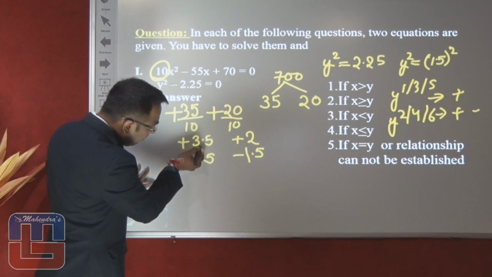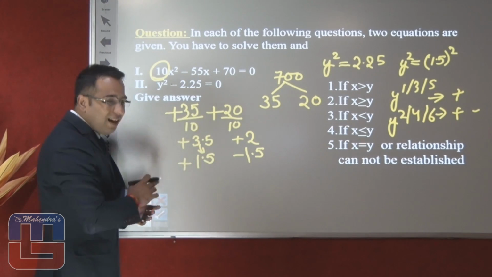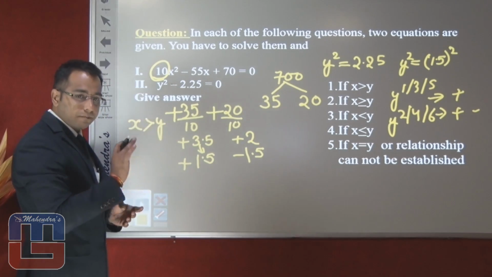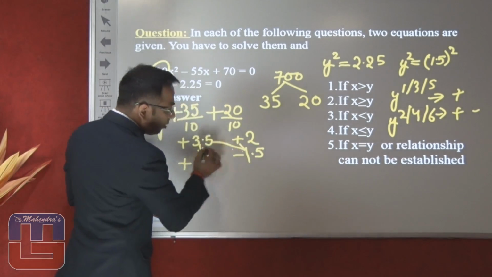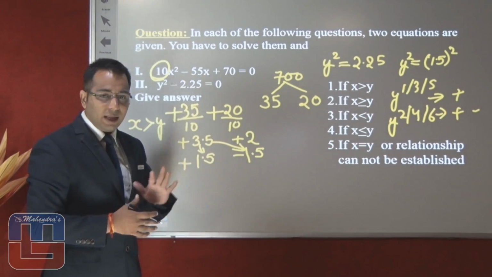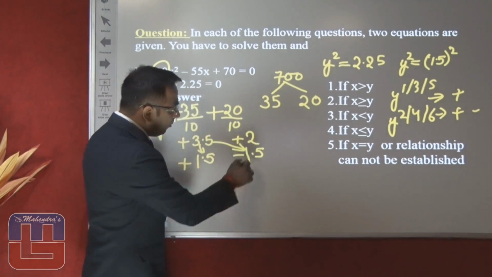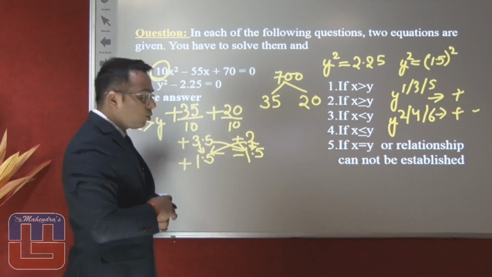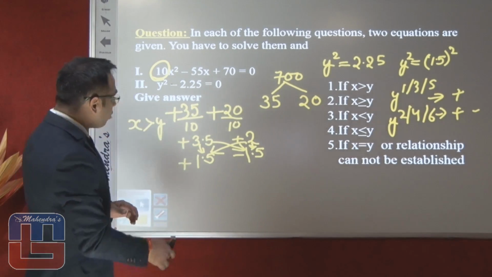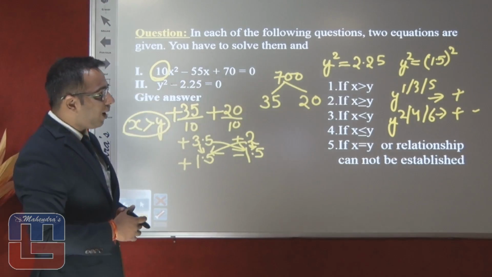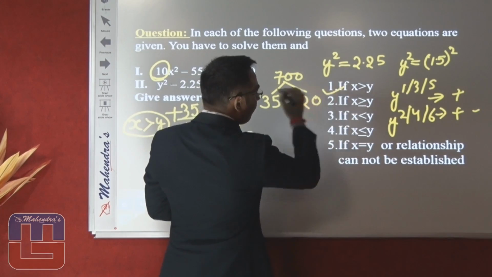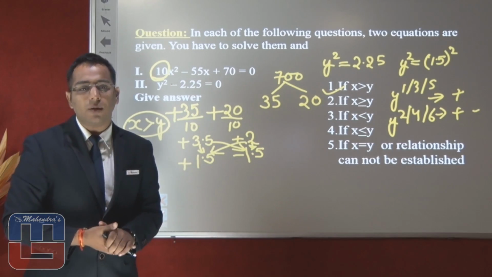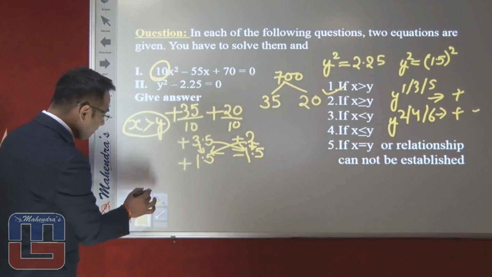Now we will compare. First we will compare x value with y. 3.5 when we compare with 1.5, we know x is greater than y. Next we will compare x1 with y2. 3.5 is still greater than y2. Then we will compare 2 with 1.5. x is greater than y. So we know the answer will be x is greater than y. Let us see the next question.